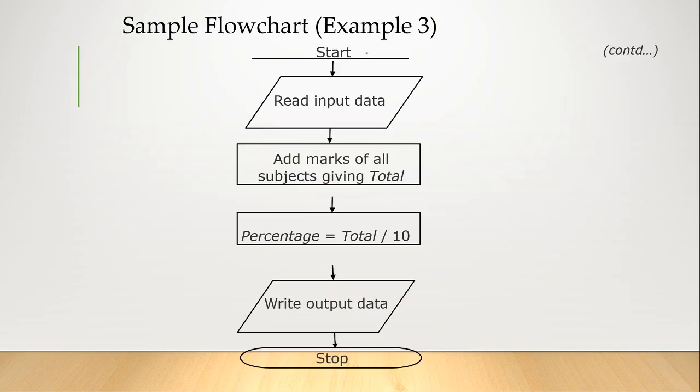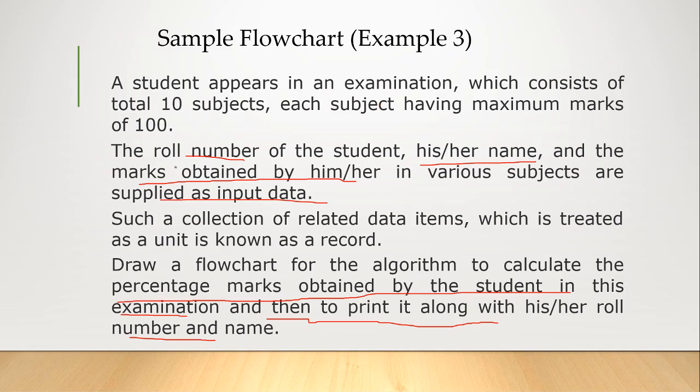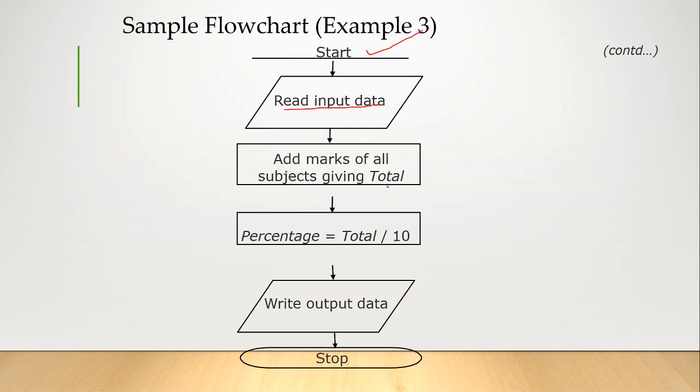So firstly we start the flow chart, then we read the input data. In input data we have to read the roll number of the student, the name of the student, and marks obtained by the student in the various subjects. Next we have to find the percentage obtained by the student in the examination. So firstly we have to add all the marks of all the subjects and denote it as total.